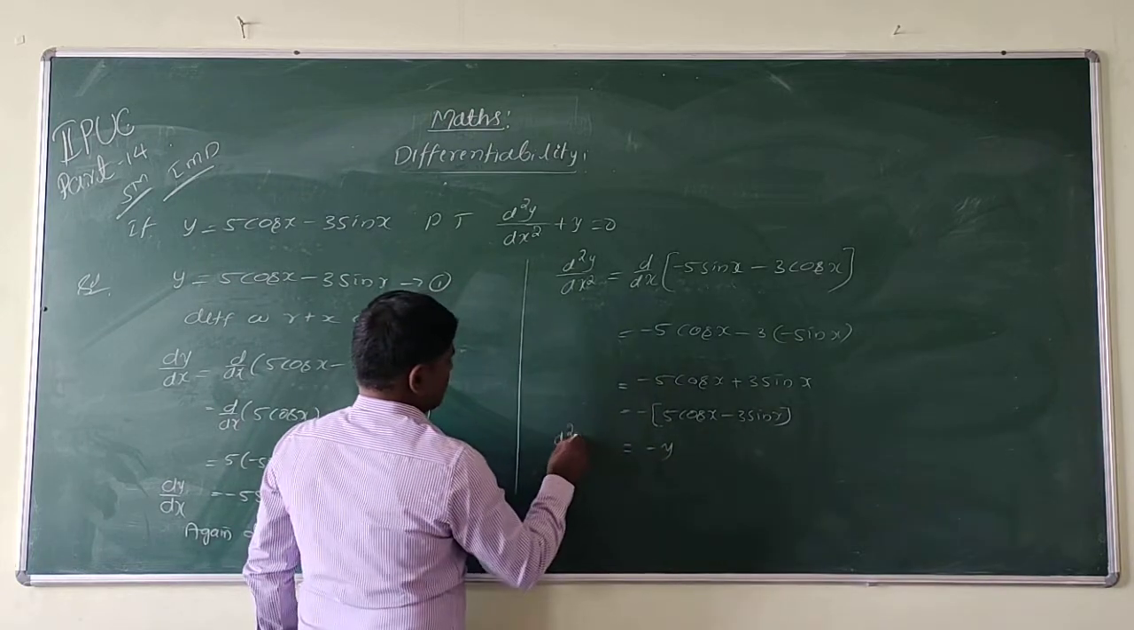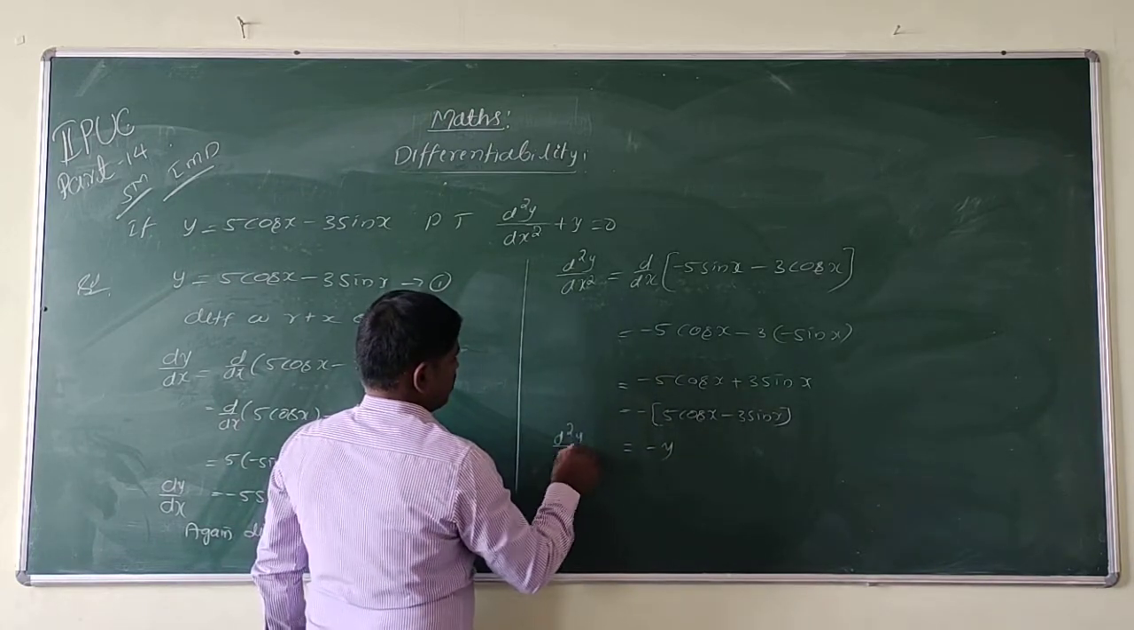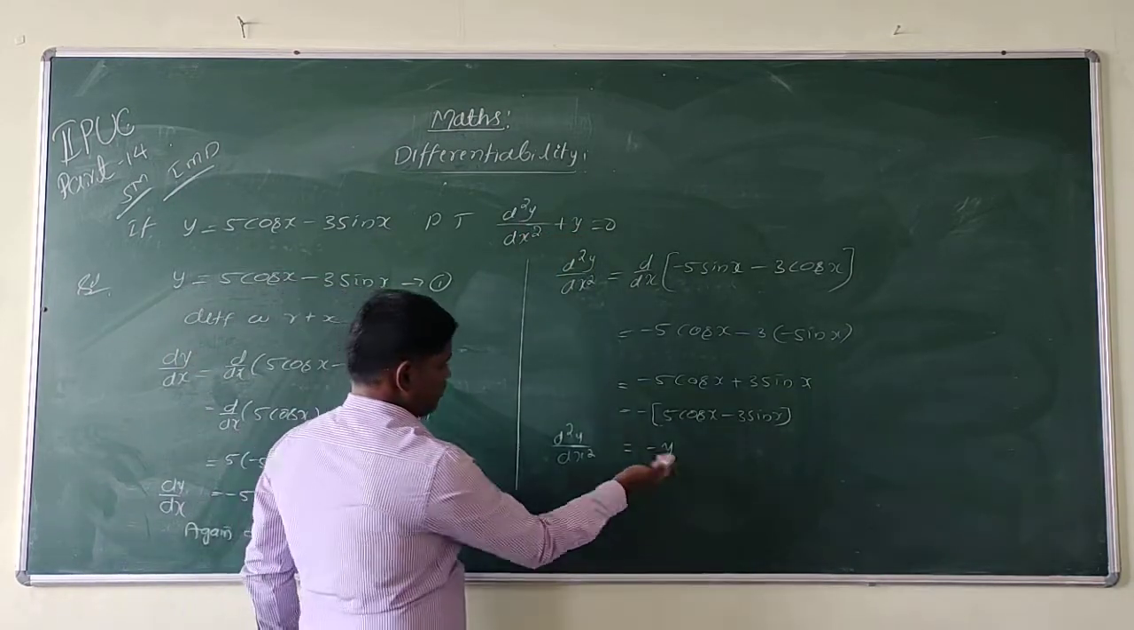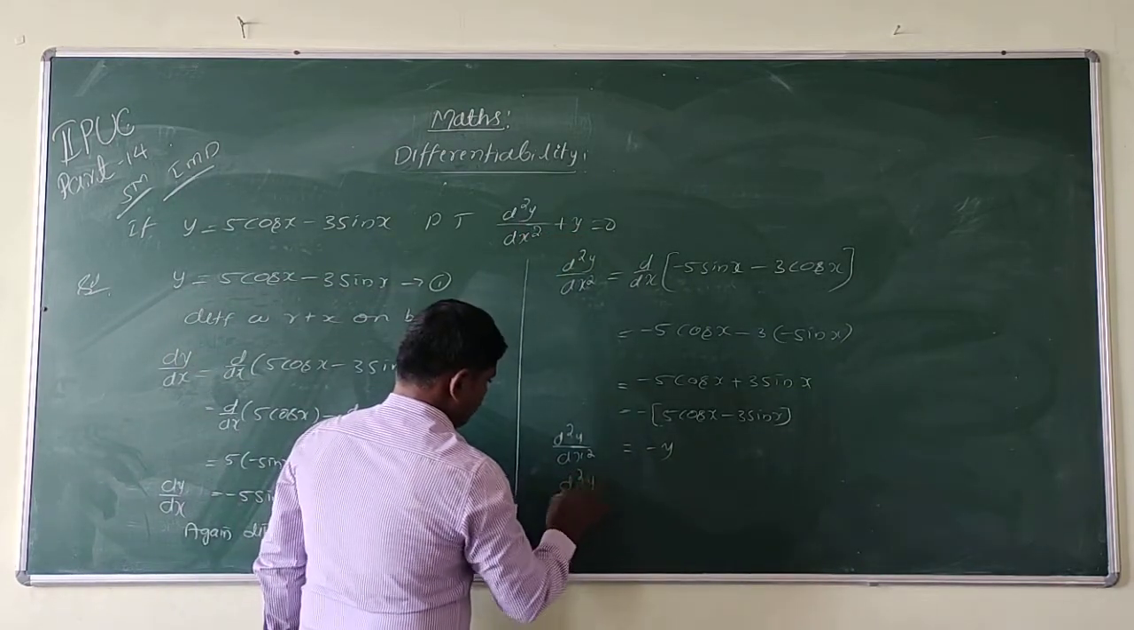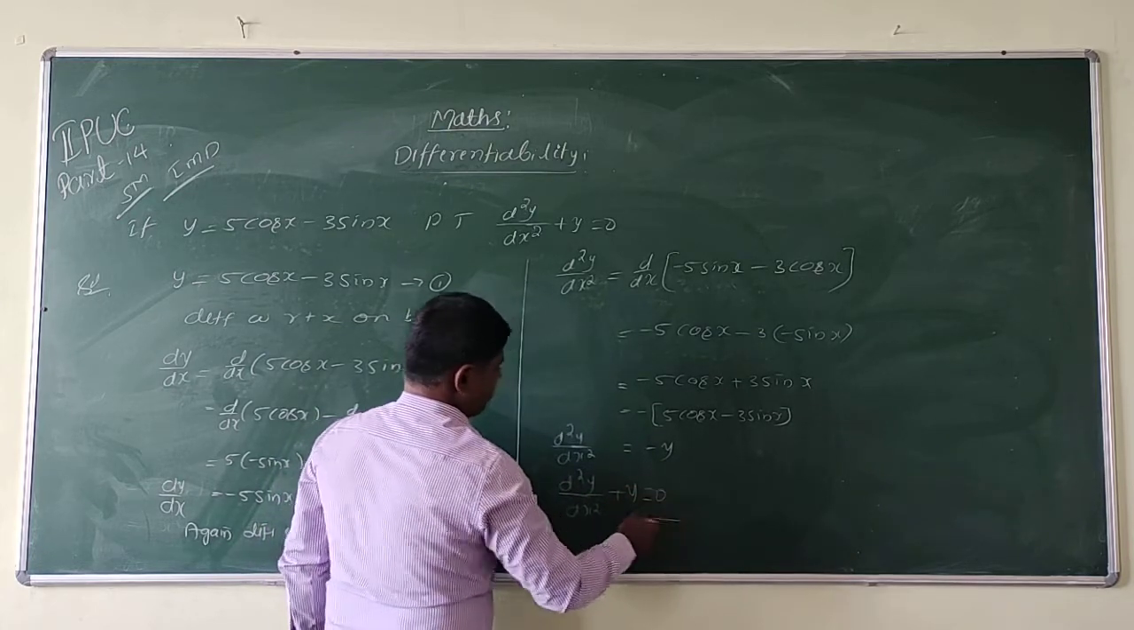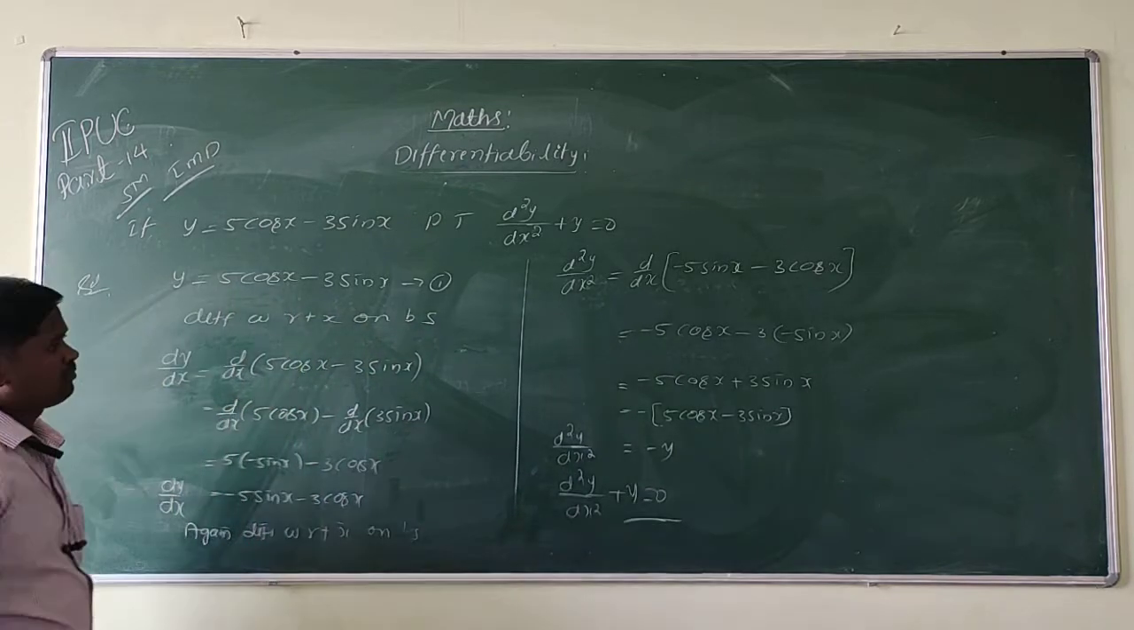So here d²y by dx². We are going to prove that d²y by dx² + y = 0. So taking it to this side, d²y by dx² plus y is equal to 0. So hence proved.